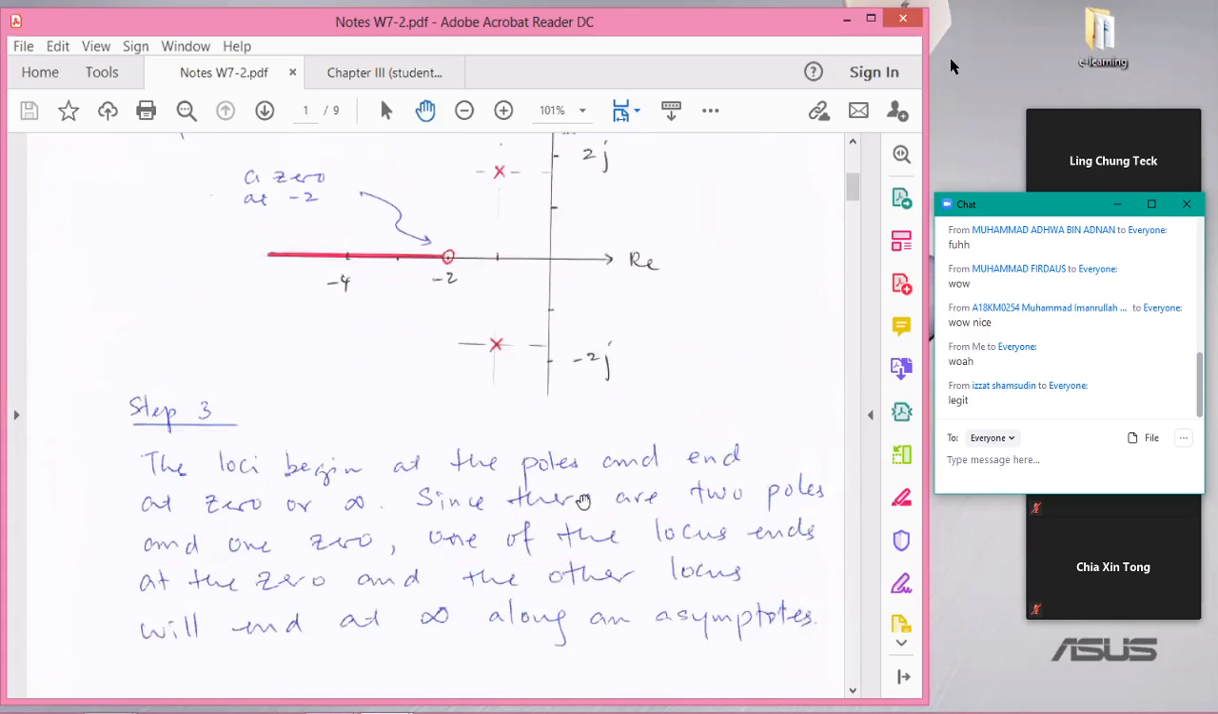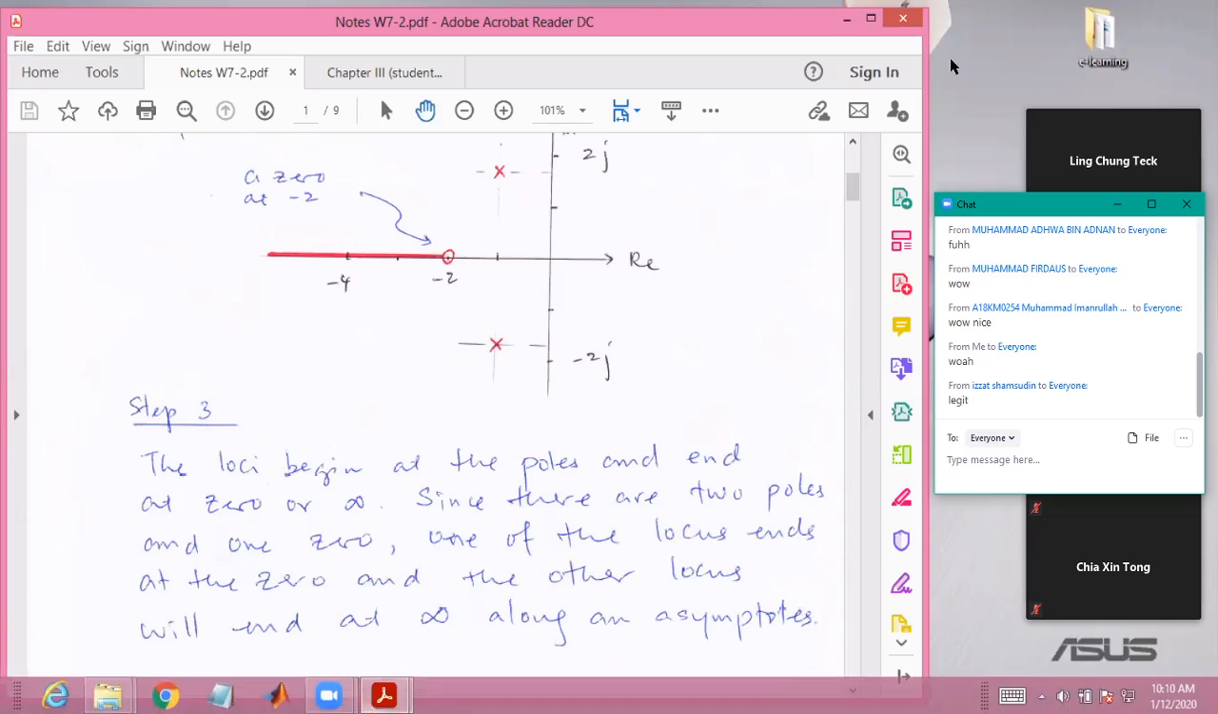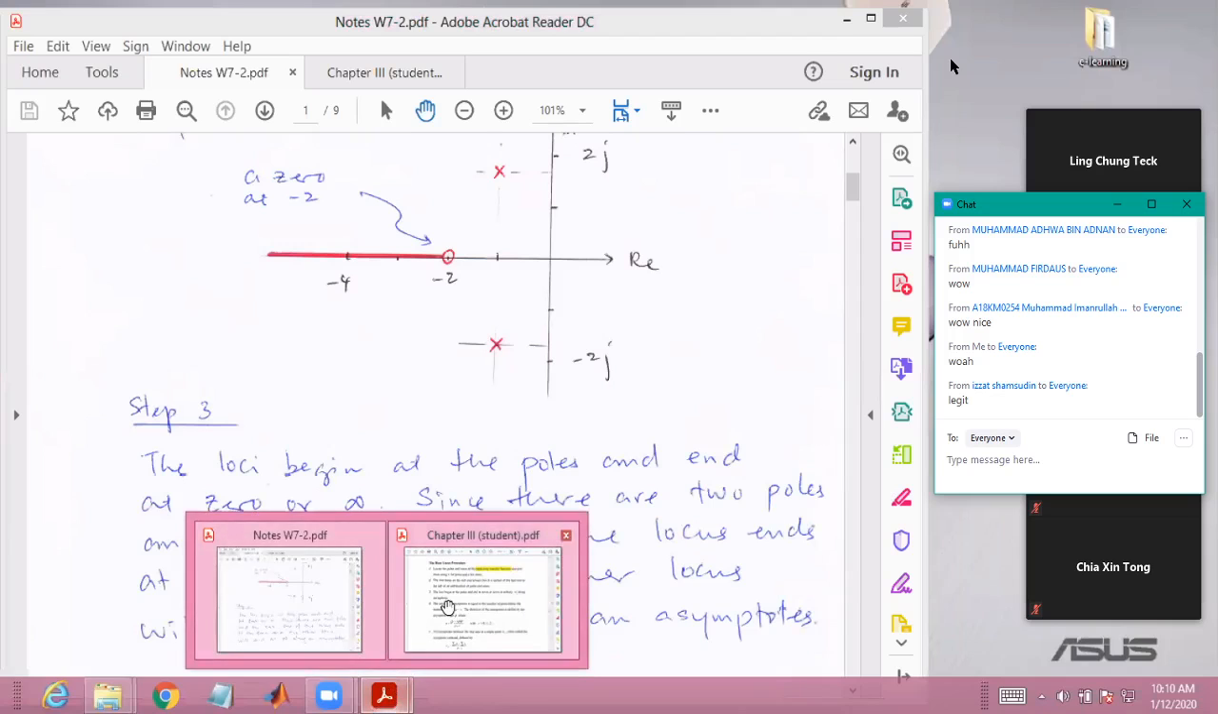Okay, so the loci begin at the pole and end at 0 or infinity. Since there are two poles and one 0, one of the loci ends at the 0 at -2, and the other one will go along an asymptote to infinity. Okay, so that is step 3. So what is step 4?